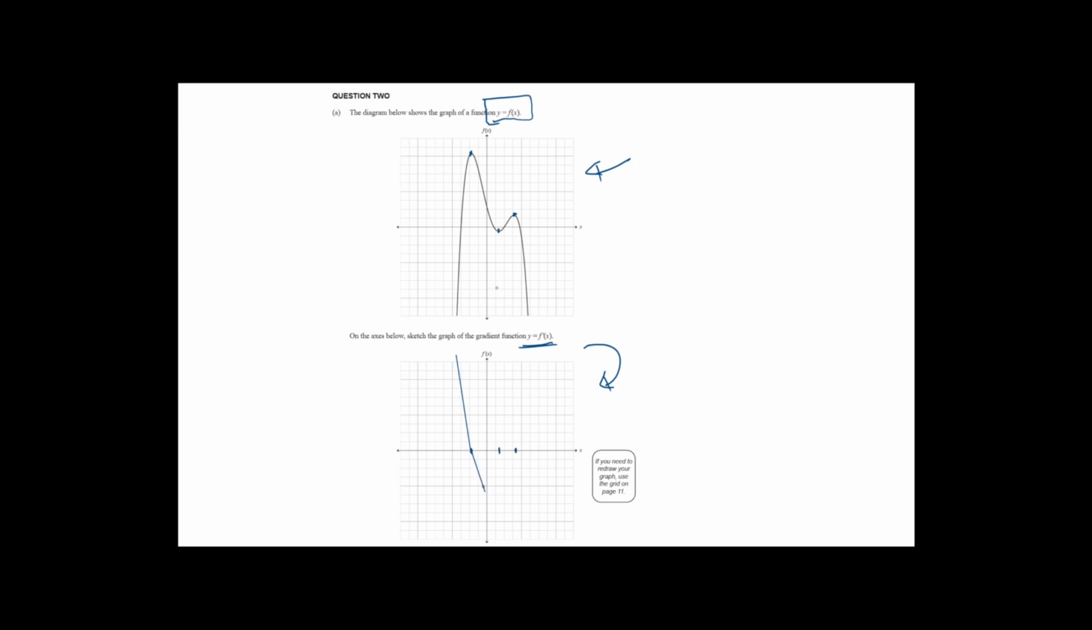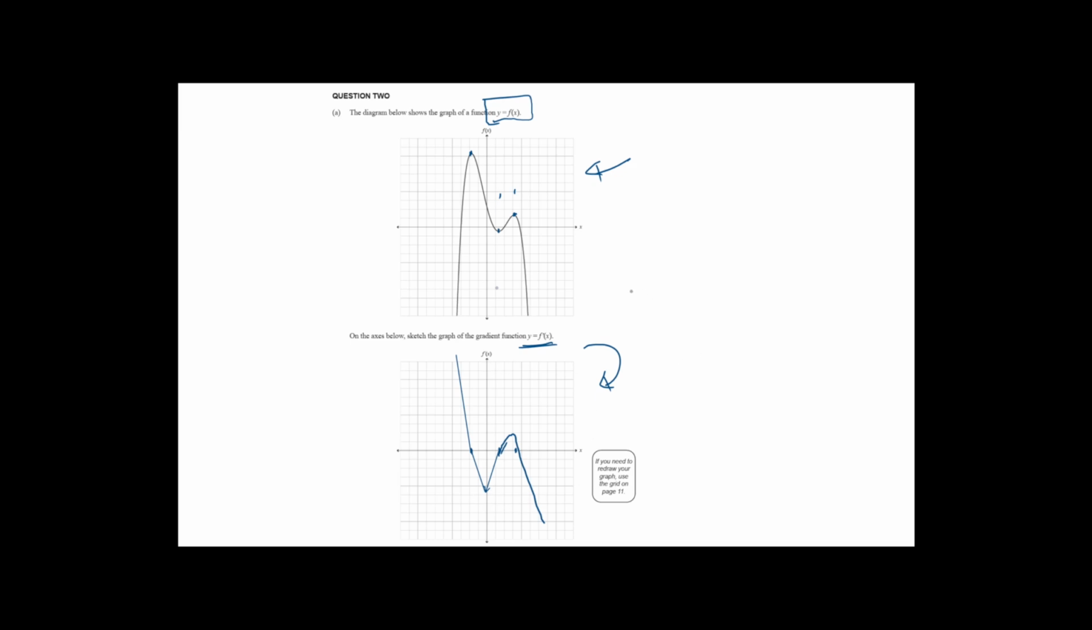And then it's going to kind of come up again. And then it's going to be positively sloped between here and here. Positively sloped. And from there on, it's going to be negatively sloped. So it's going to kind of look like an upside down N, or I don't know what that shape would be. But that's going to be the rough shape.